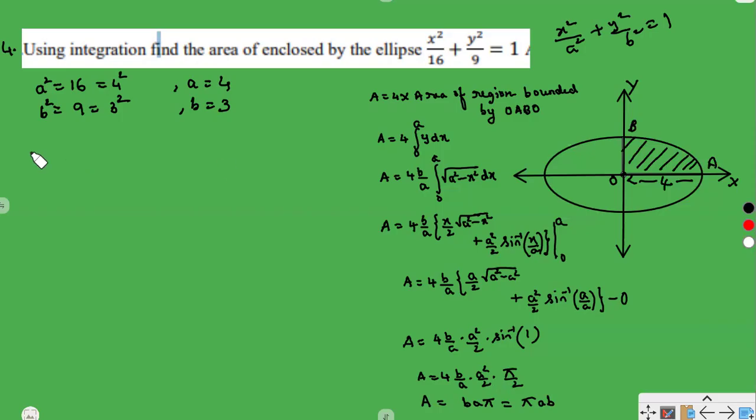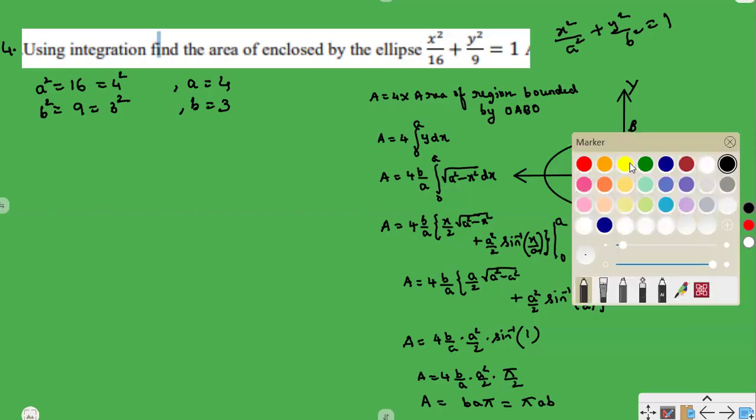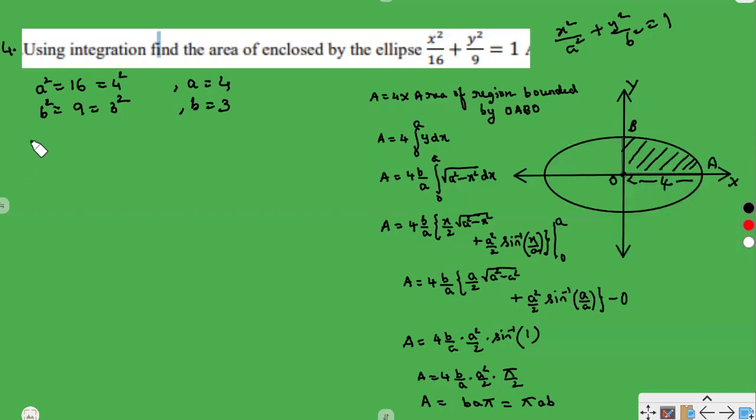You can do like this. I'm going to start writing here. A equals 4 times area of region bounded by OA BO. This is the first step.